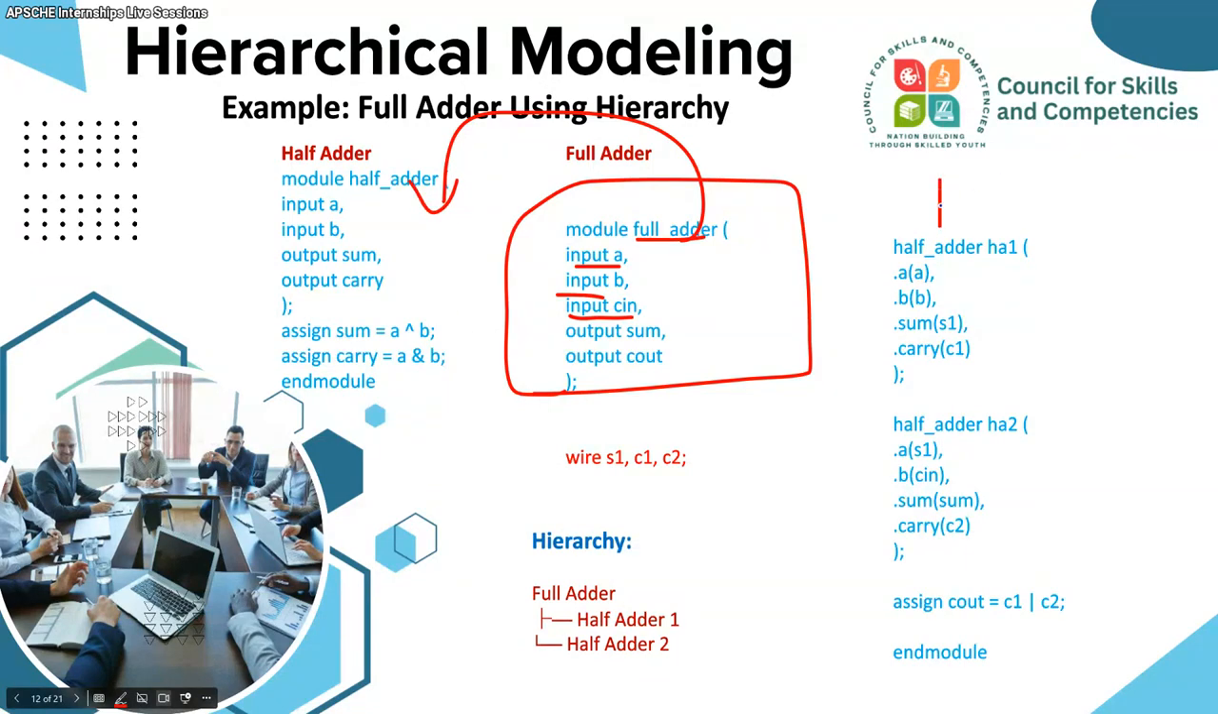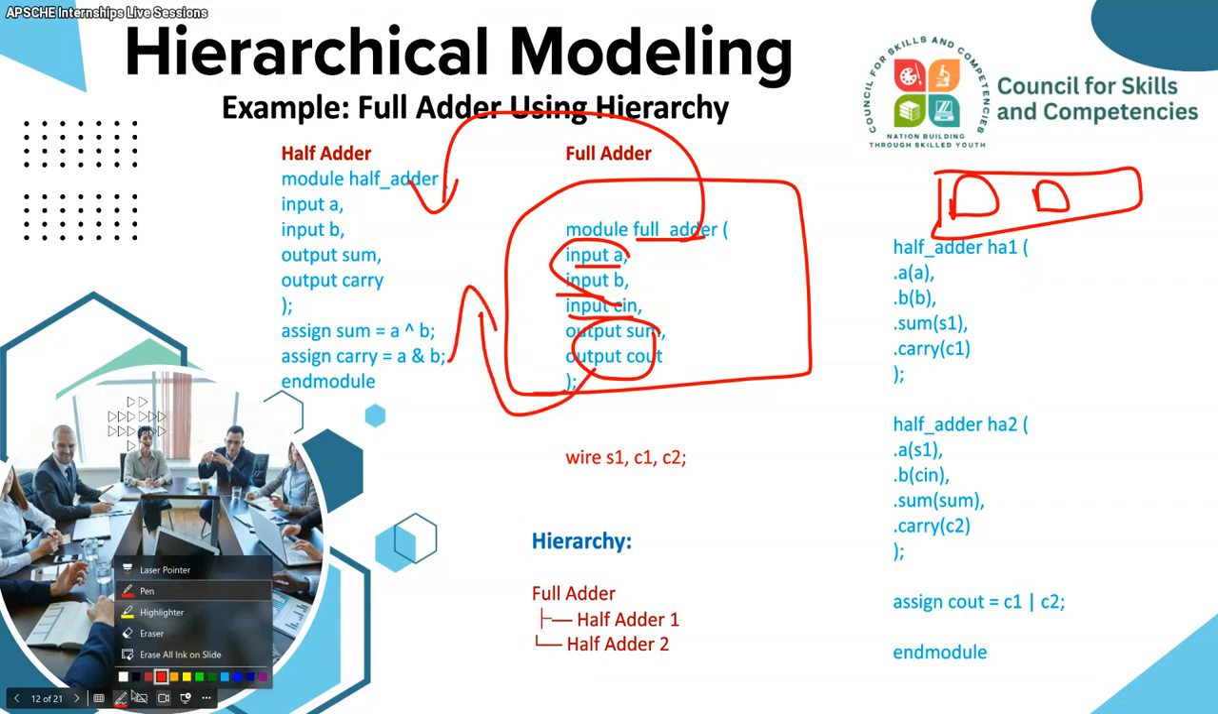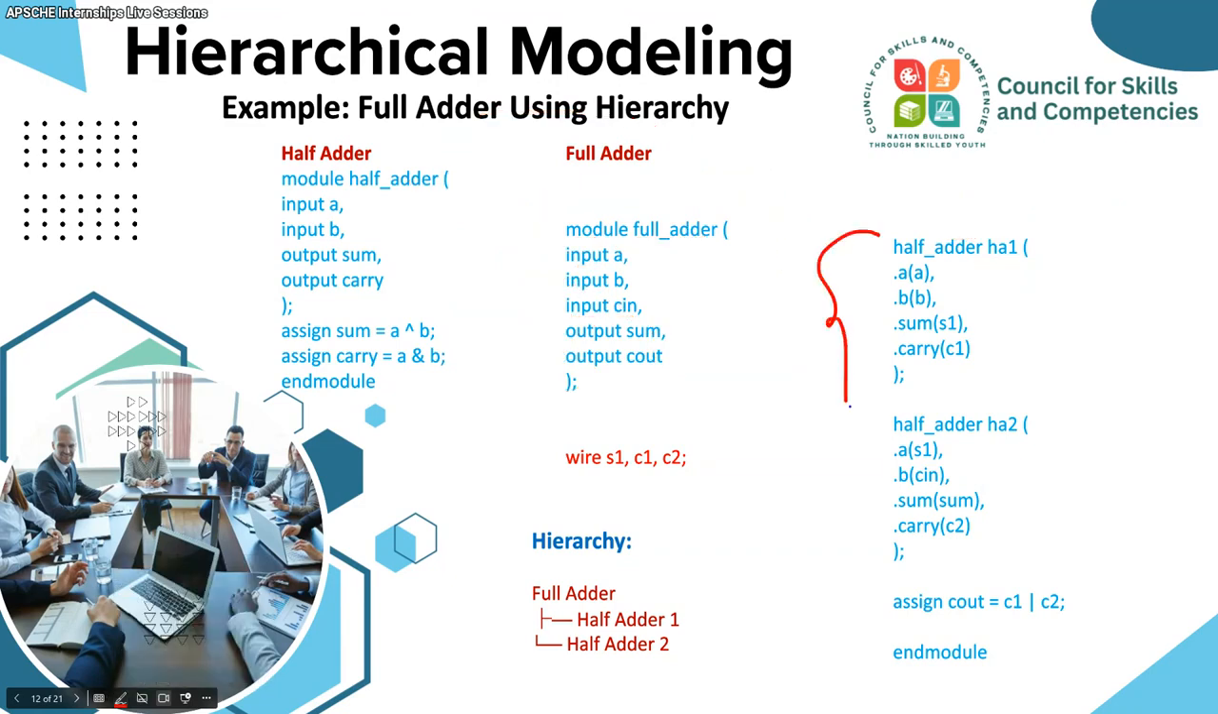Because we are going to create one full adder by using two half adders. Now the question comes, how are we going to connect these inputs and the output using the half adders? That is the core of this.